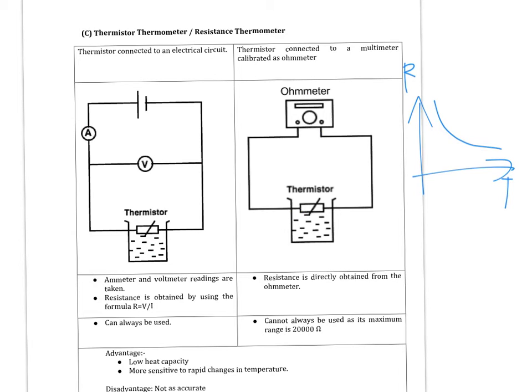On top of that, a smaller heat capacity would mean that it will respond more quickly to rapid changes in temperature. So we would say that thermometers with small heat capacities will be more sensitive to rapid changes in temperature, because it doesn't need to absorb a lot of heat in order to reach thermal equilibrium, so it can respond faster. The disadvantage of this thermometer is that it is not very accurate, because if you look at the graph, it's actually a curve, but we are calculating based on the assumption that it is a straight line.